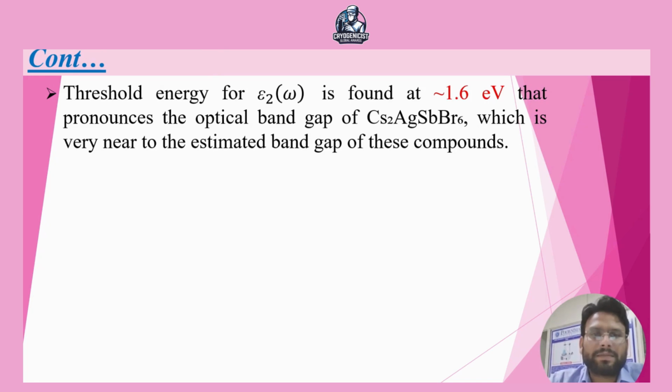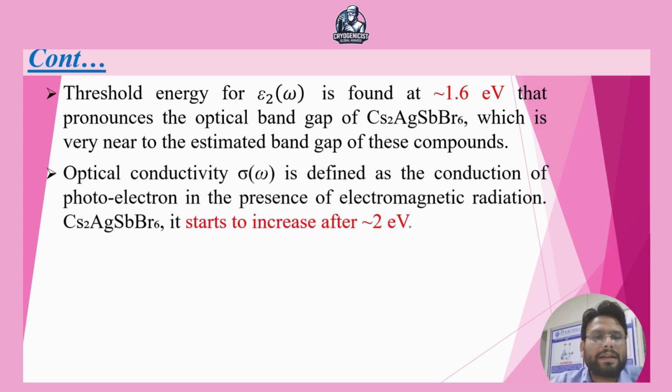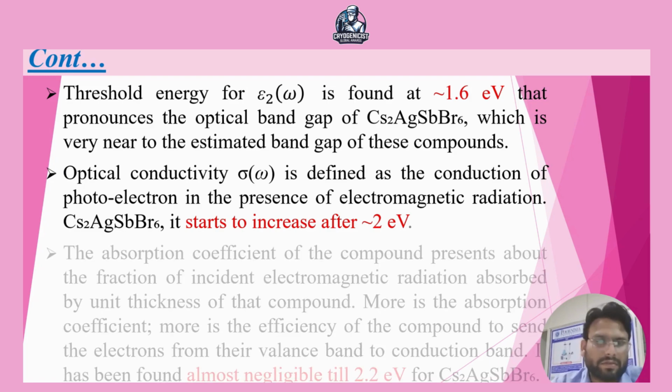Threshold energy for epsilon 2 omega is found at 1.6 electron volt. That pronounces the optical band gap of Cs2AgSbBr6, which is very near to the estimated band gap of these compounds. Optical conductivity is defined as the conduction of photoelectron in the presence of electromagnetic radiation. For Cs2AgSbBr6, it starts to increase after 2 electron volt.